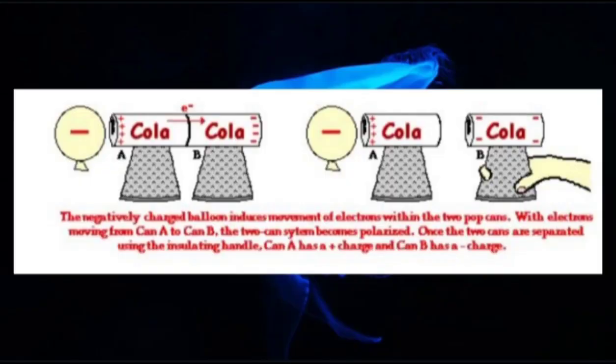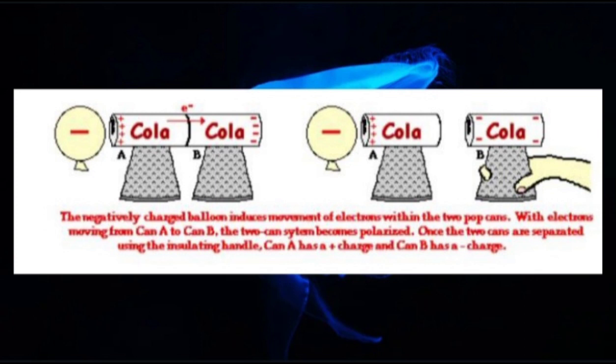Now we have here the induction charging process with a pair of pop cans. As we can see in the diagram, we have two pop cans that are mounted on styrofoam cups using scotch tape. And again, it is okay if you cannot see clearly the words below since I will be explaining to you. Just focus on the diagram itself, okay?